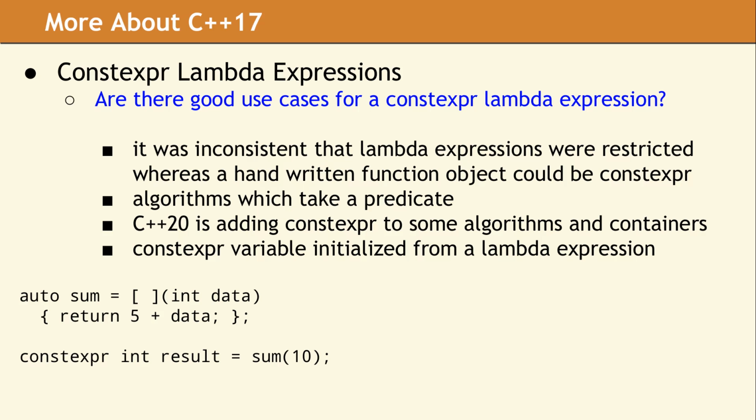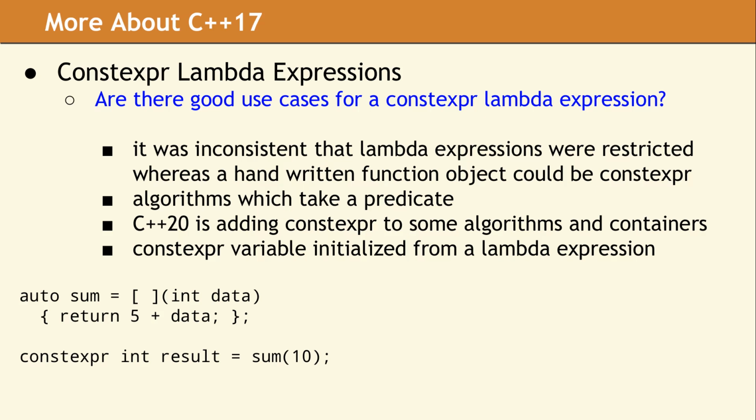C++ 20 will have limited capabilities to allocate memory at compile time. This will mean that some algorithms and containers will become available for compile time usage. Then, Constexpr Lambda expressions will be more valuable. In some cases, it will be possible to supply a Constexpr Lambda expression as a predicate to a compile time algorithm, like std find if or std binary search.